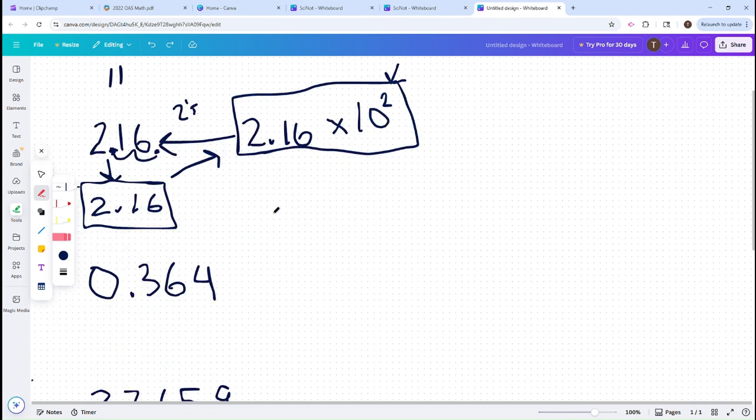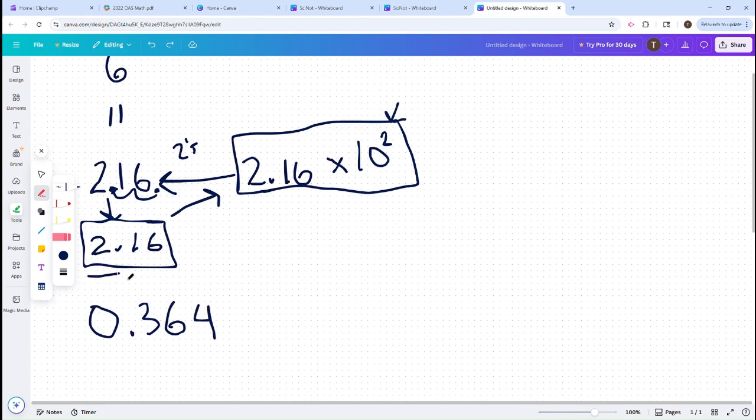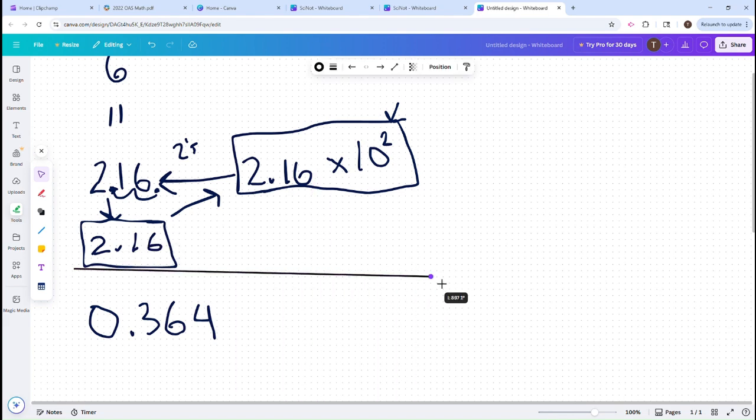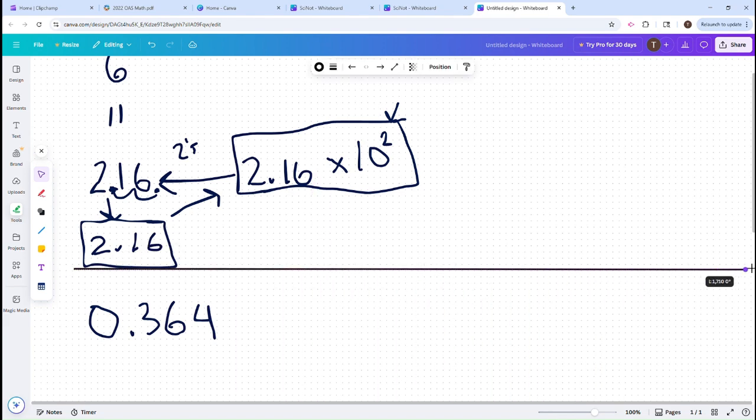All right, now, okay, that is not a line. Let's actually make a line here. So, we have the decimal here, 364 thousandths.